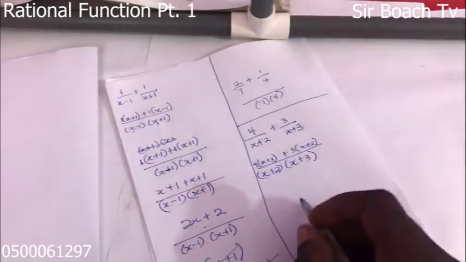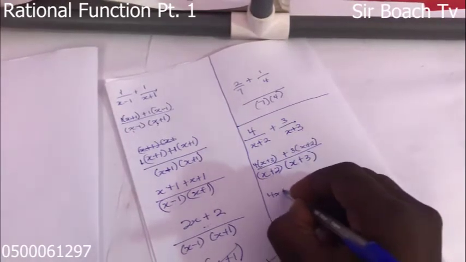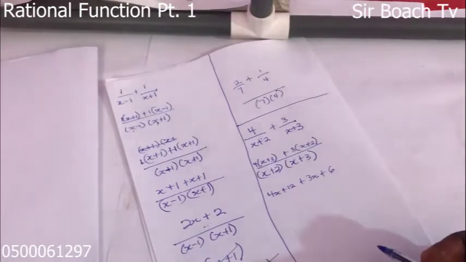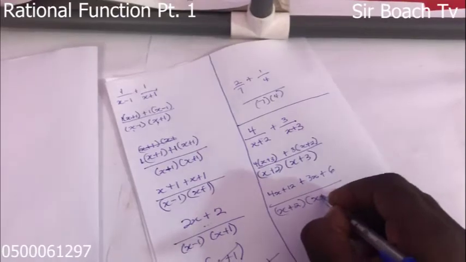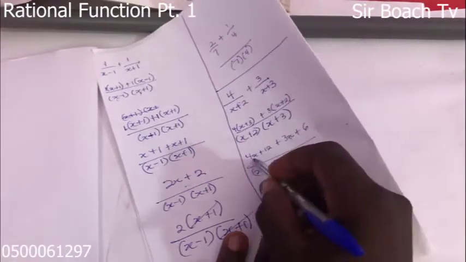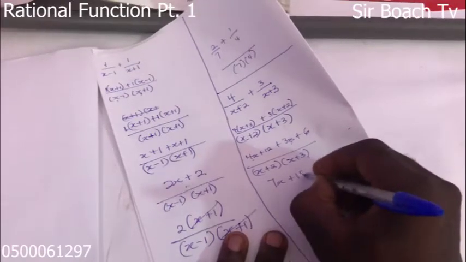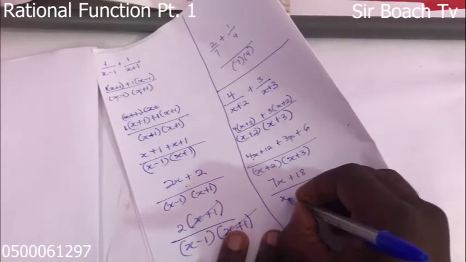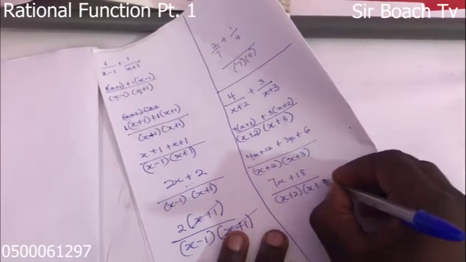Are we good? Now, we are working with the numerator. So we are getting 4x plus 12 plus 3x plus 6. Are we good? All over x plus 2 in a bracket and also x plus 3 in a bracket. Now let's continue. Let's simplify the top. This plus this will give me 7x. And this plus this will give me 18. So 7x plus 18 all over x plus 2 and also x plus 3.